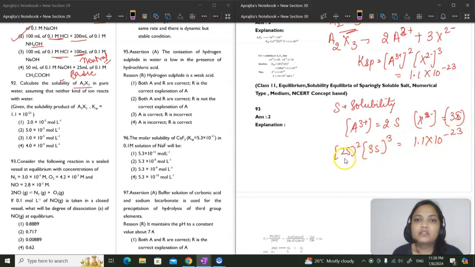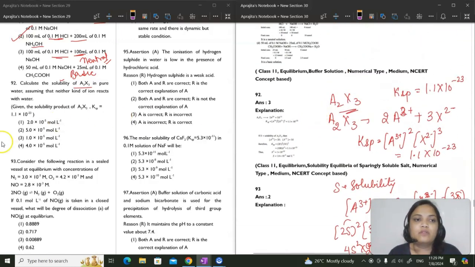So from here, just solve this. Okay, 4S squared into 9. Sorry, 3 cubed is 27. So S cubed. So it will be 4 times 27, 4 7s are 28, okay, 108. So 108 S to the power 5 equals 1.1 into 10 to the power minus 23. So from here you can find out the value of S. Okay, so it will come out to be 1.0 into 10 to the power minus 5.